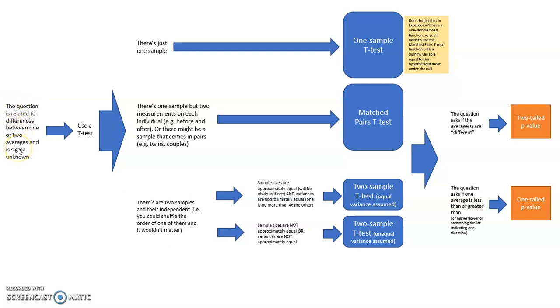So if we're dealing with a question that's related to differences between one or two averages and sigma is unknown. So really it's a difference between two averages, but I put one or two because in one of the cases you're dealing with one sample mean, and you're trying to determine if that provides evidence that the true population mean is different from that, or less than or greater than. So that's the one sample t-test scenario.